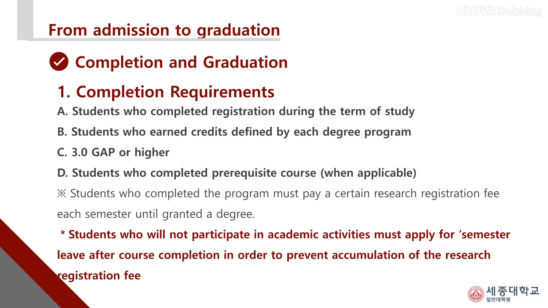Now, let's talk about completion and graduation. To complete your program, you need to meet 4 requirements. You must be registered for the entire term of study and earn all required credits. Also, your GPA must be at least 3.0. And if you have prerequisite courses, you must complete them. Once you meet all these conditions, you'll be completed status at the end of the semester.